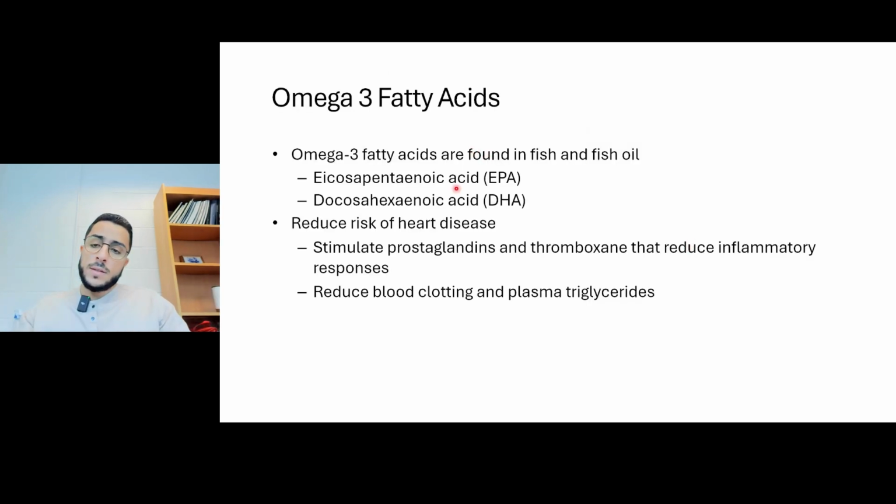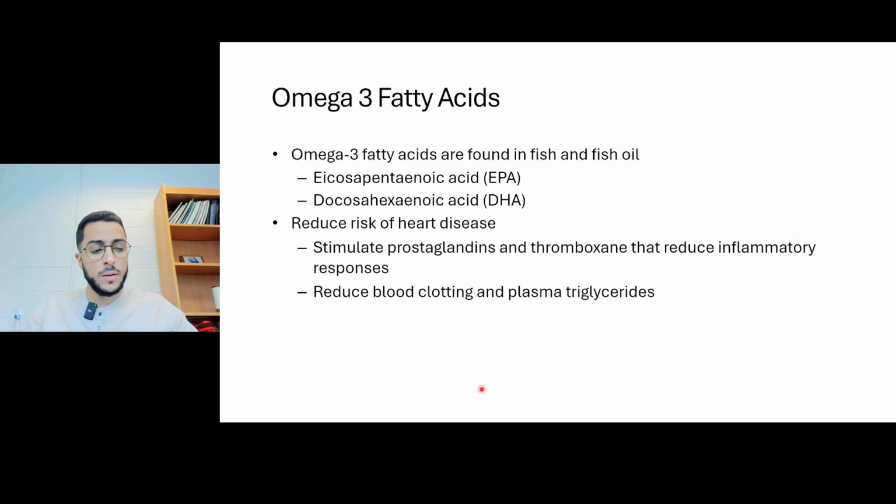So where are these two essential fatty acids that I talked about previously found? Eicosapentaenoic acid, or EPA, and docosahexaenoic acid, DHA, are found in fish and fish oil, and they are very important for reducing the risk of heart disease. They will stimulate prostaglandins and thromboxane to reduce inflammatory response, and to prevent blood clotting in your body. So thromboxane will reduce the blood clotting, and prostaglandins will reduce inflammation.